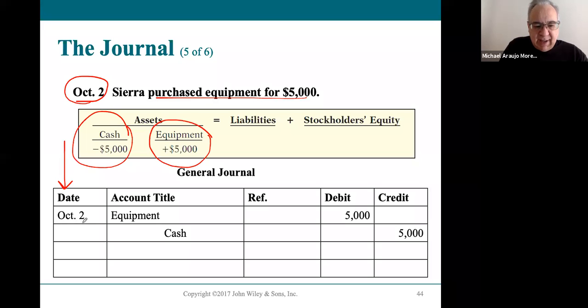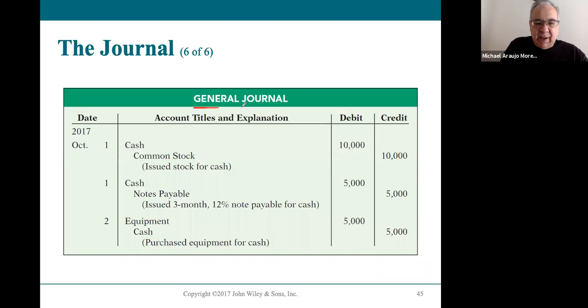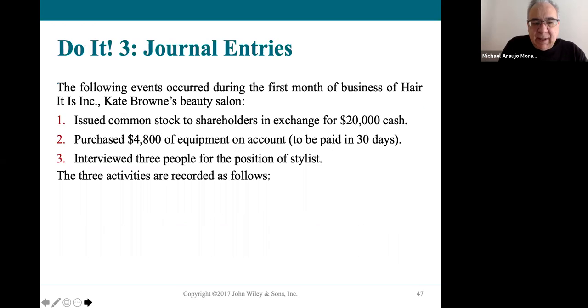This happened on October the 2nd. The account that gets debited is equipment, so equipment's listed first, $5,000 debit. Cash is listed second with a $5,000 credit. And this is what a journal looks like. If you print it, it's very long most of the time. Most companies are very busy. Basically, this is what you would see in a journal. And that's basically what you're going to be doing for homework. All that analysis you did in the first two objectives is written down here in the journal. That's basically the deal.